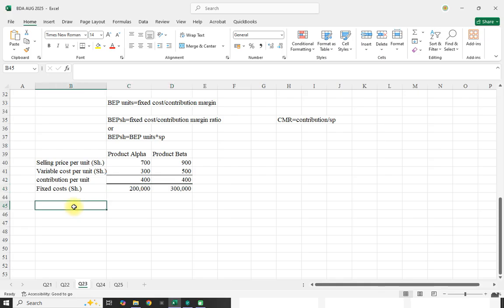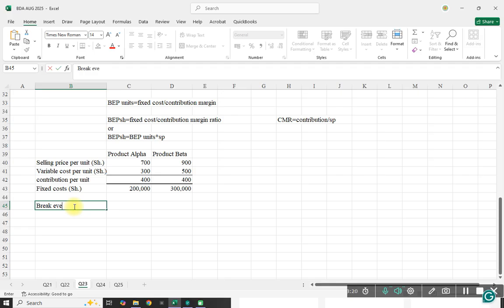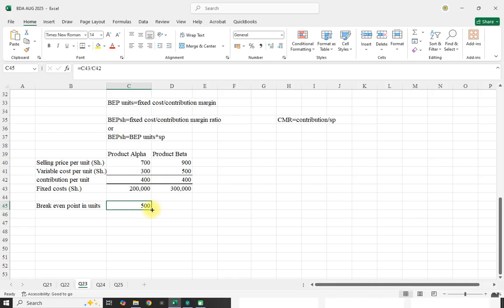Let me just get it here. Our break-even point in units. We have said it is fixed cost, and we divide by contribution margin, fixed cost over contribution margin. That way, one will be 500 units and the other one will be 750 units.